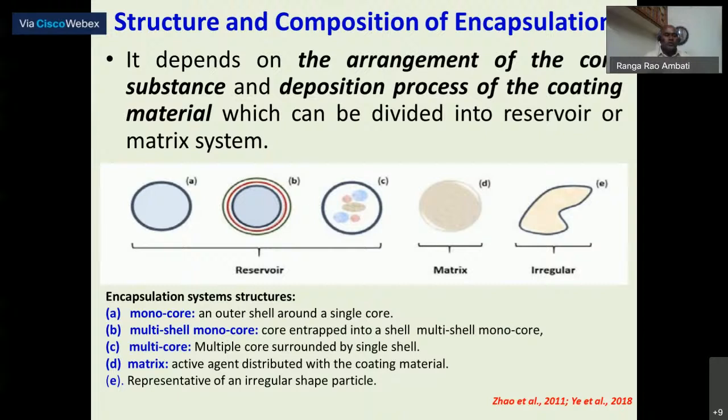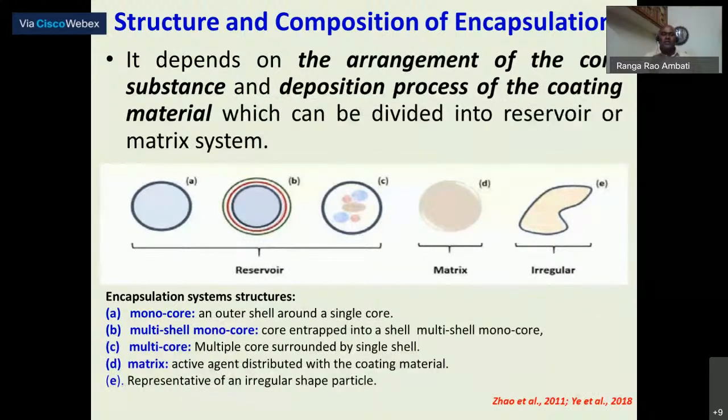Coming to figure B, the multi-shell, there is a black shell, then a red shell and a blue shell, but in between is the active ingredient, that is a multi-shell one. Coming to multi-core, surrounded by the single shell. You can see there are four or five cores, but around them you can see the coating materials.